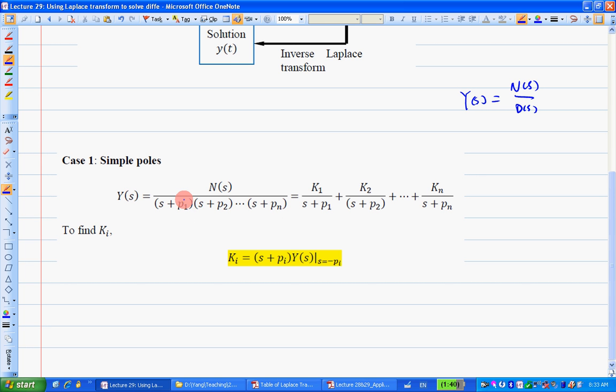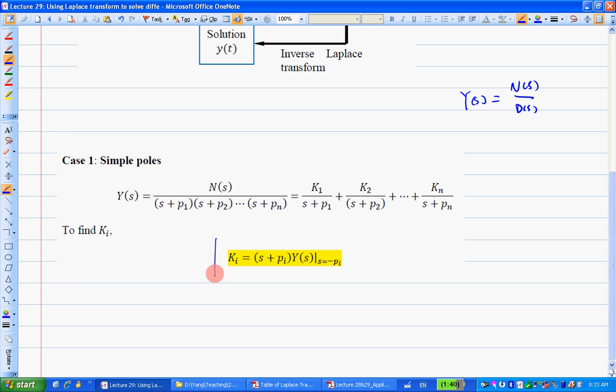So the next one we'll see is not so simple. Basically, maybe there's (s plus p1) to the power 2, so like a repeated pole there, right? If you have this case here, then we decompose this Y of s like this. And then all we need to know is what are the k1, k2, and kn. So I'm going to show you two different ways of finding k1, k2, kn.